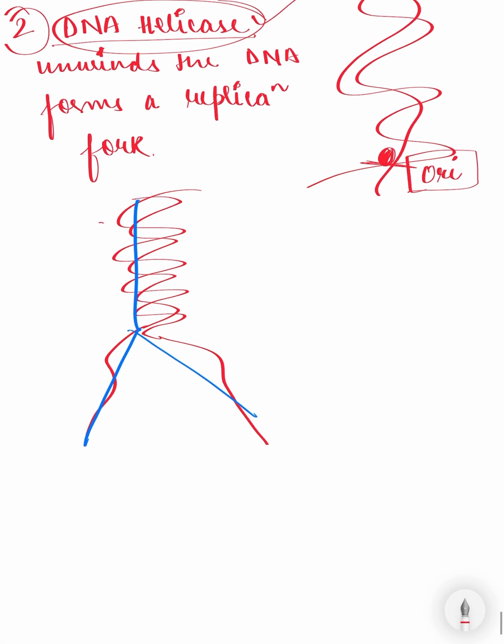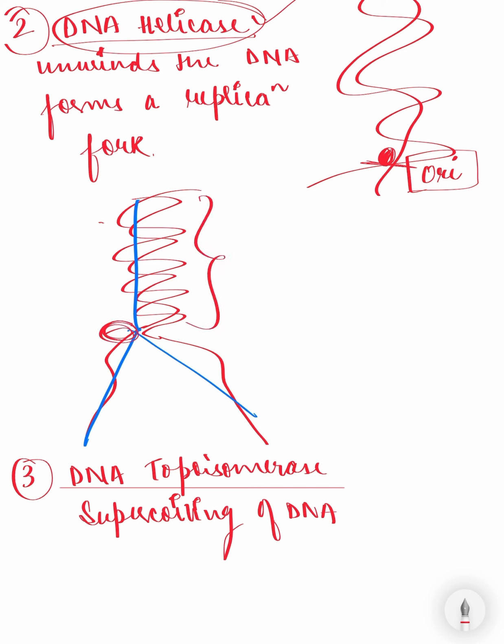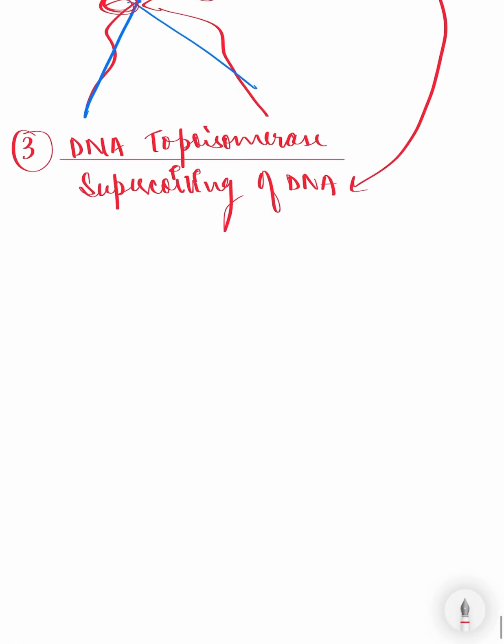Now third enzyme is DNA topoisomerase. This enzyme prevents the supercoiling of DNA. How it does? For example, DNA helicase is working around here and there will be a supercoiling of DNA here. So it prevents this phenomenon so that there is no more tension on the DNA. There is no more pressure on the DNA. Right?